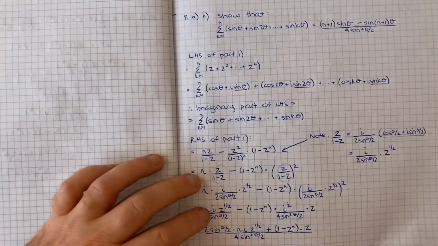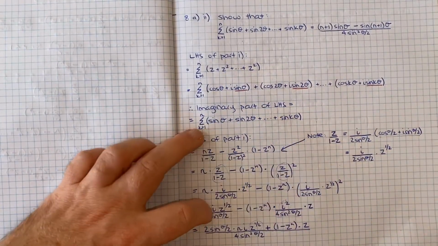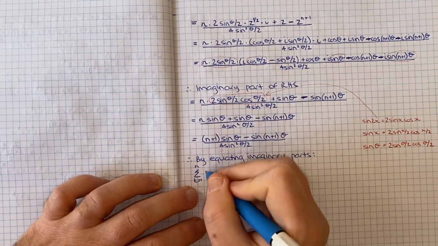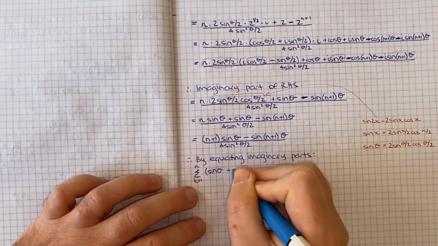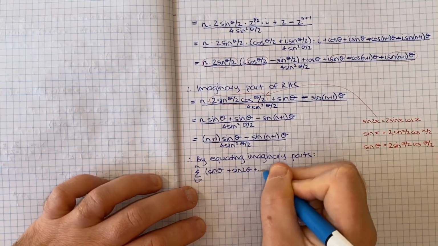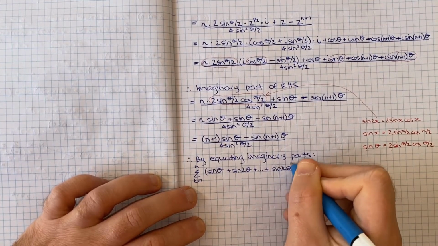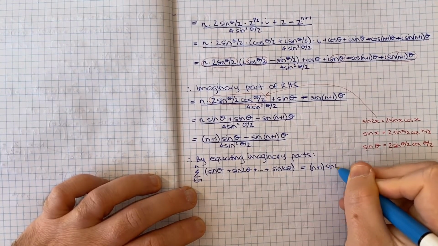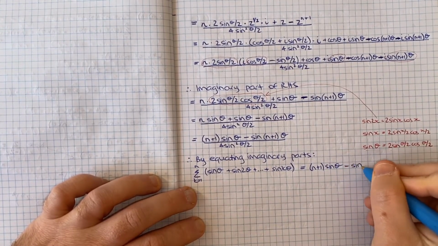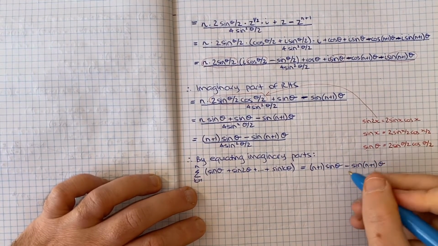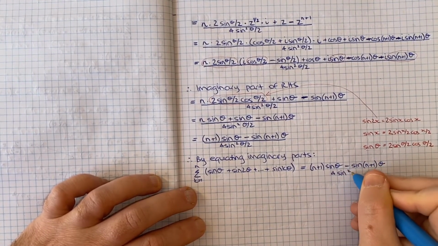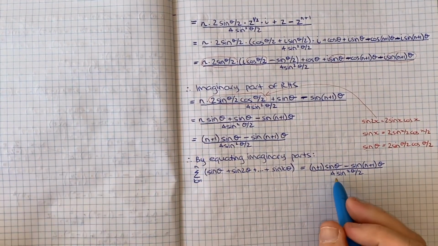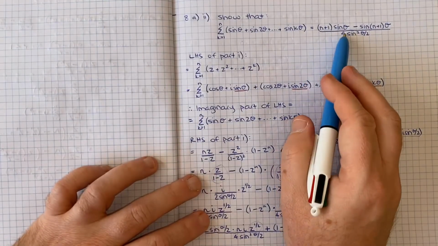We can now set the imaginary part of the left-hand side, which is this bit here, the sum from k equals 1 to n of sine theta plus sine 2 theta and so on up to sine k theta. That is equal to this here: n plus 1 sine theta minus sine n plus 1 theta all over 4 sine squared theta on 2. And that is exactly what we were being asked to show.